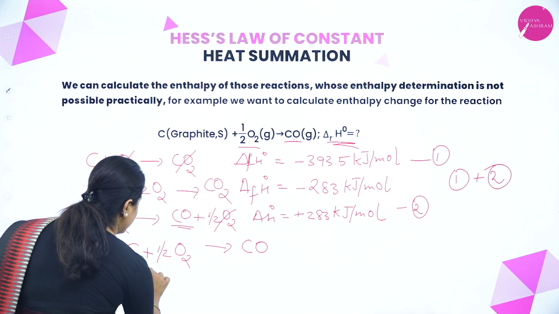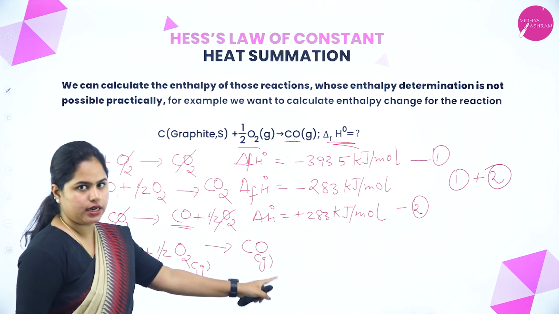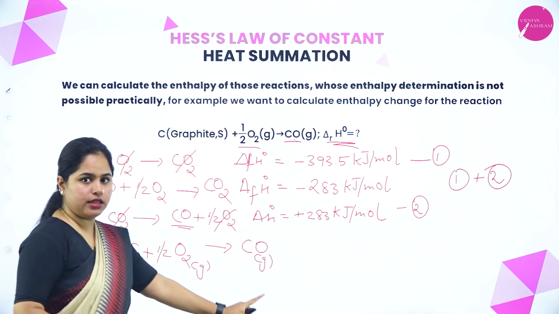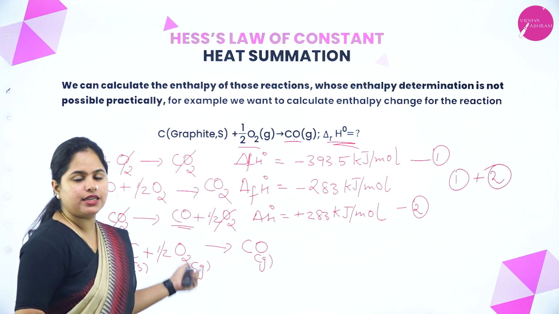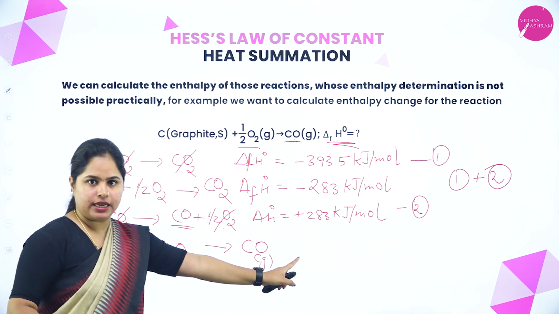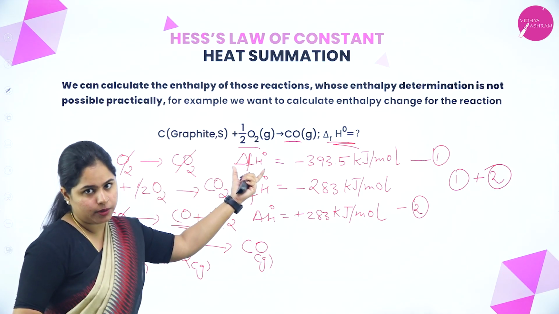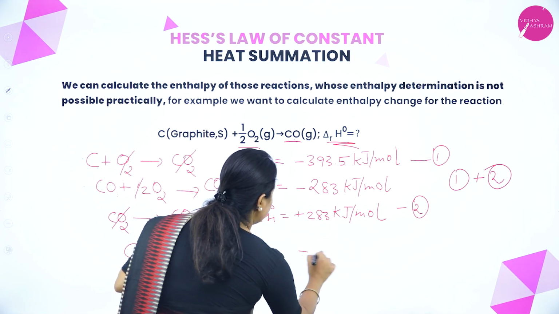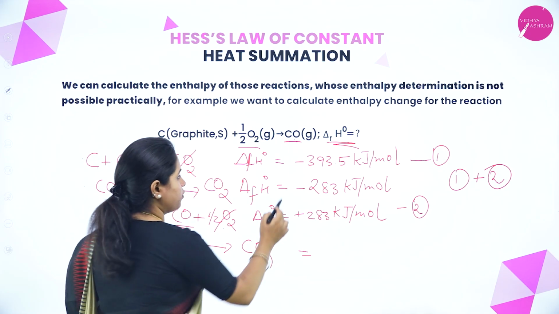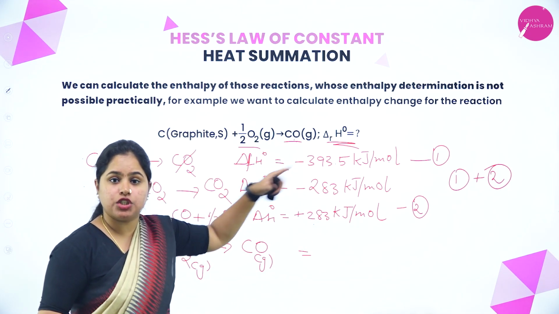And also you have to mention their states, right? So this is in the solid state, gaseous state and gaseous state. So finally I obtained this equation. So what is it that we did till now? We know the enthalpy of formation of the first reaction and second reaction, and I added that and I got the reaction that we want. Okay, so just by adding the enthalpy of the reaction of the first one and second one, I can get the enthalpy of reaction of the reaction that we want.